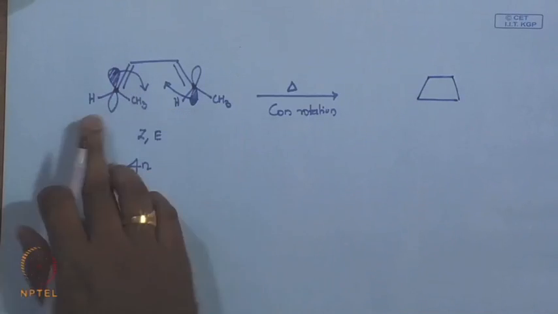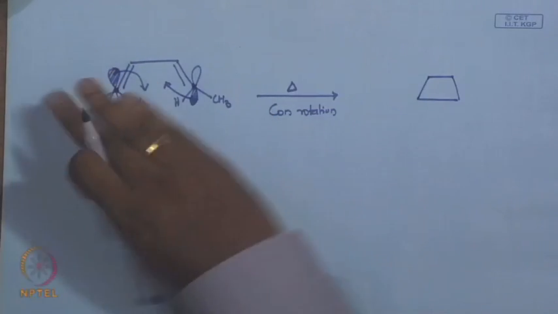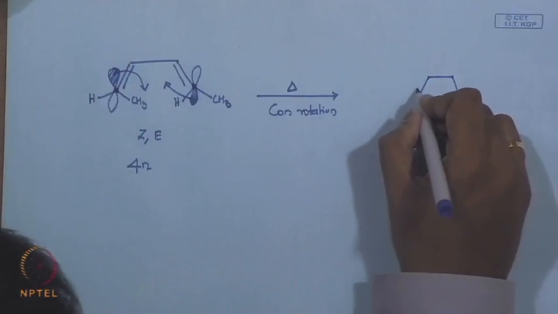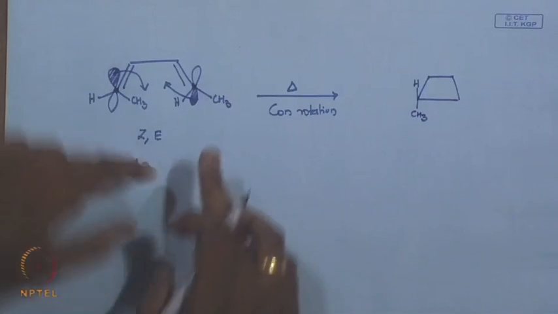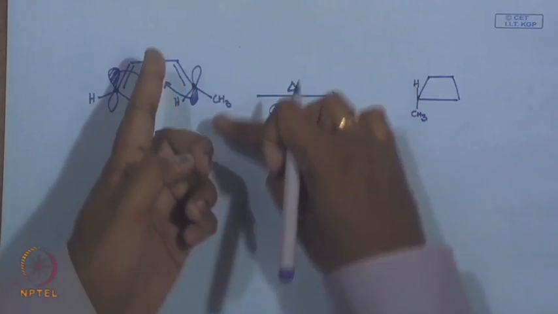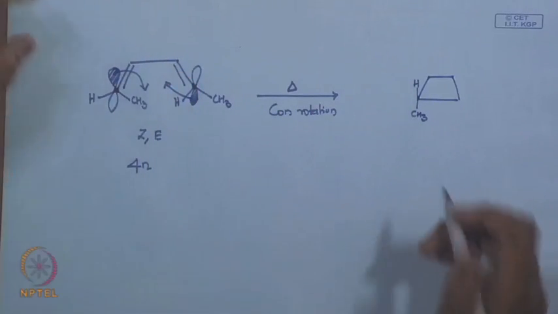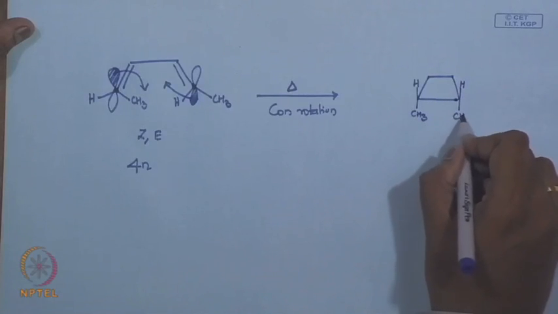Once you move in this direction, your substituent is just tilting, so that means your hydrogen goes up. So I have my hydrogen here, now I have my methyl here. In this case what happens? You just tilt this, the whole orbital just spins, so your hydrogen goes up and you have a CH3.